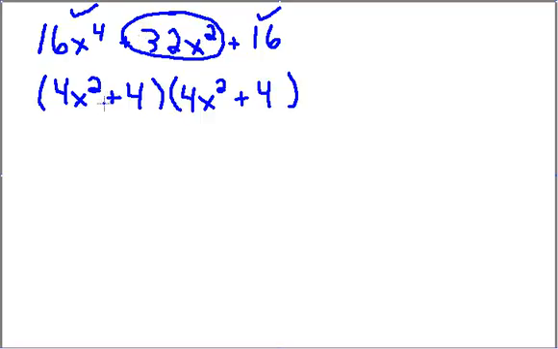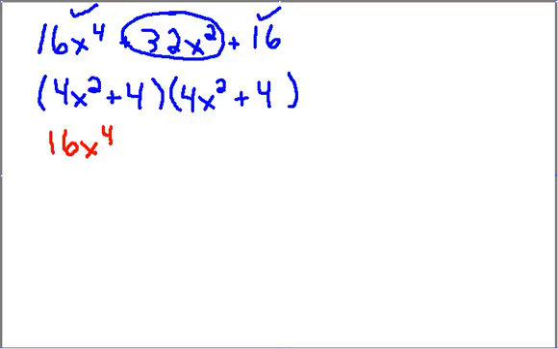4x squared plus 4 multiplied by itself is going to give us not only the 16x to the fourth and the 16, it's also going to give us our 32x to the second. But let's just go ahead and multiply it out. 4x squared times 4x squared. That's, now let's drive over here. That's going to be 16x to the fourth.